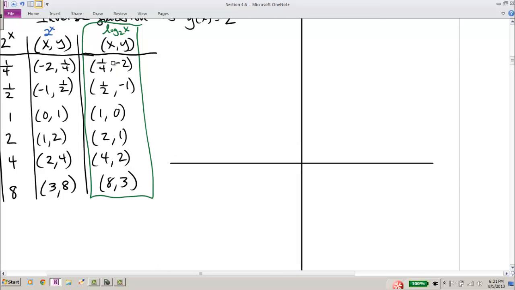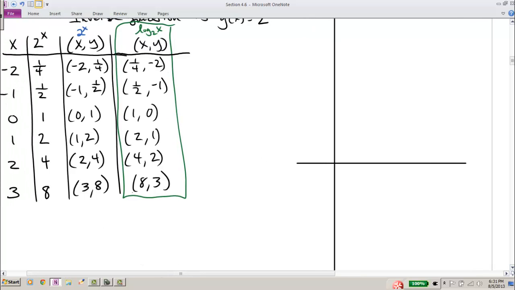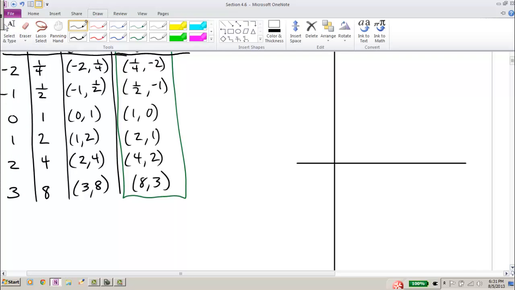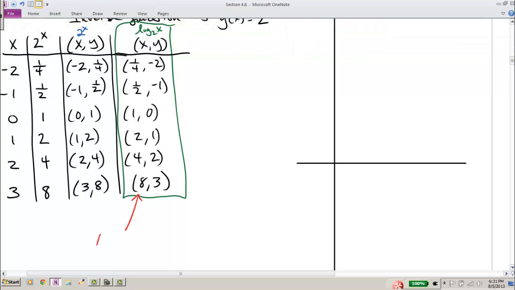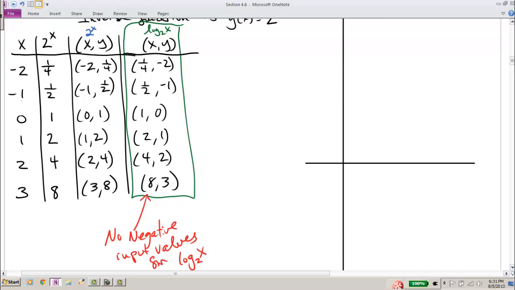So now you'll notice we do get negative values for the outputs. We did not when we were working with the exponential functions, but you'll notice we cannot plug in any negative values for the inputs. And that is precisely because no input that we might plug into our exponential will produce a negative value.